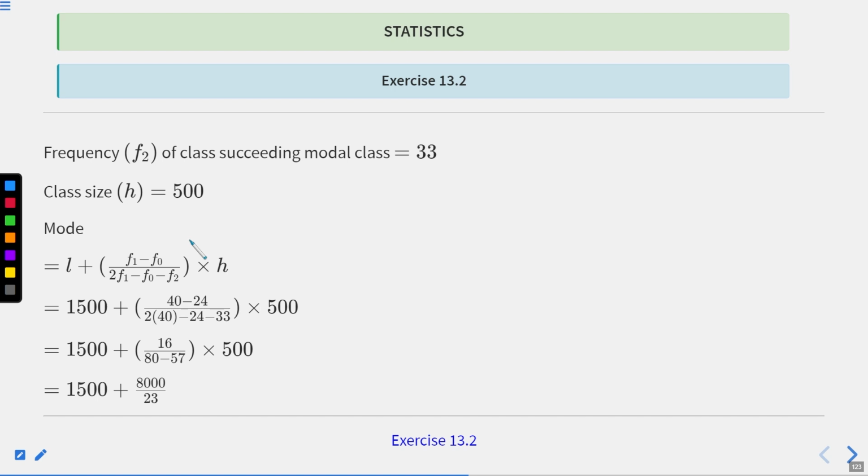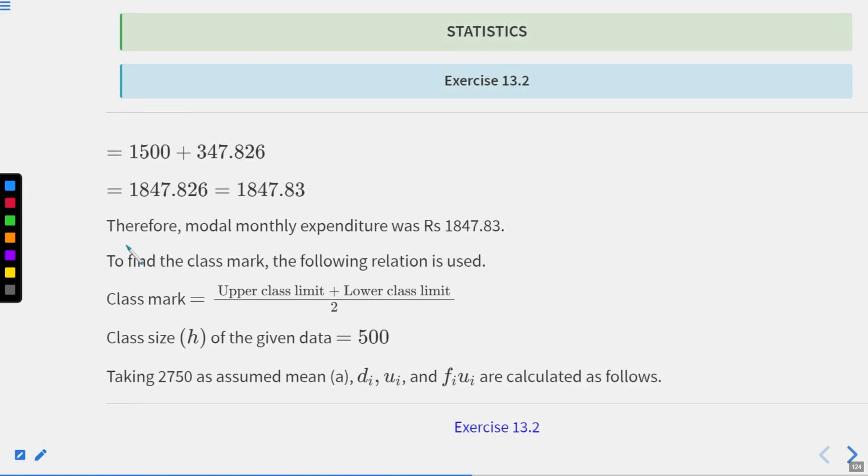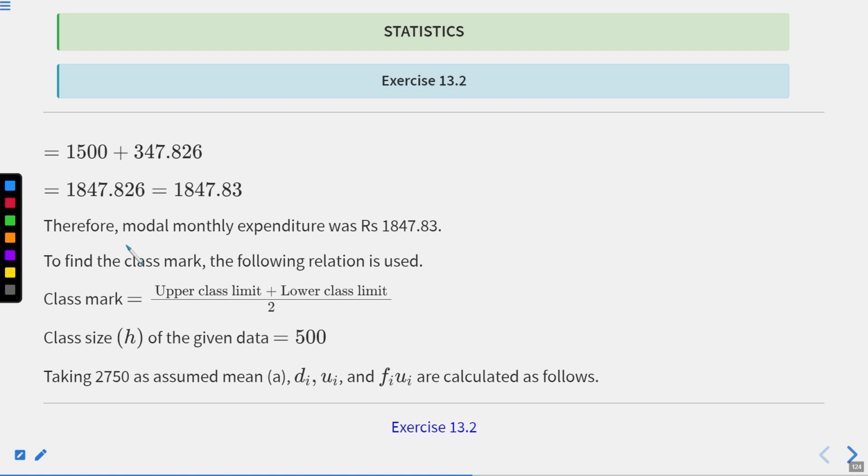Okay, and this is equal to 1500 plus 16 by 80 minus 57 times 500, and this is equal to 1500 plus 8000 by 23. Okay, and this is equal to 1500 plus 347.86, and this is equal to 1847.826, and this is approximately equal to 1847.83.